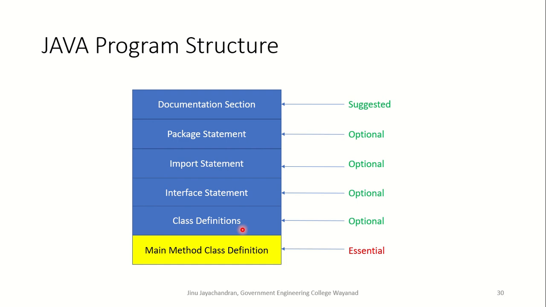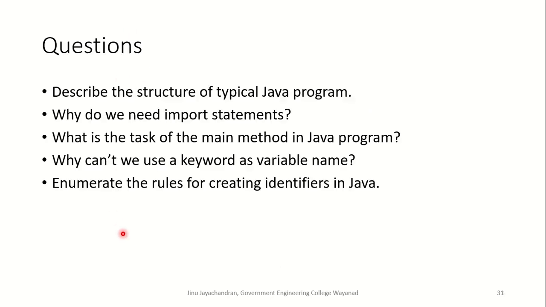These class definitions will not have the main function. These are general class definitions where you might define many methods and variables to ease the functionality. All these things are optional, but the essential part is that you should have a main method class definition, a class in which you have defined a main method. That is the complete Java program structure.